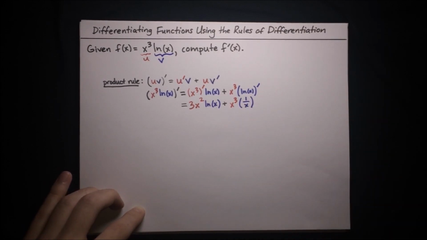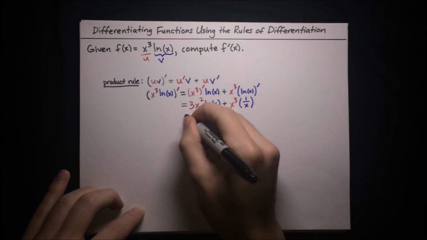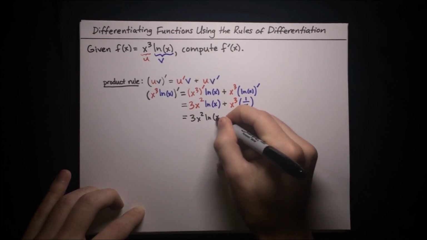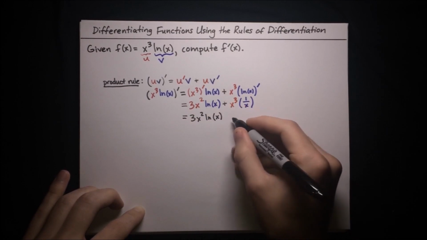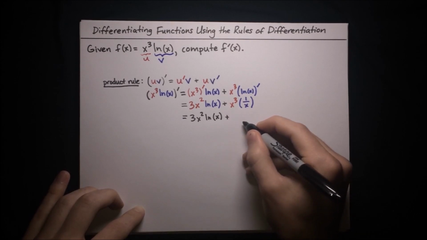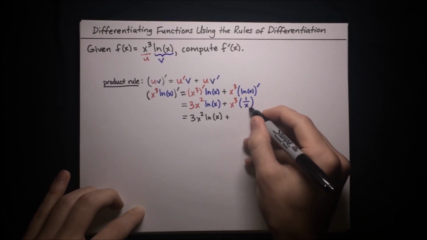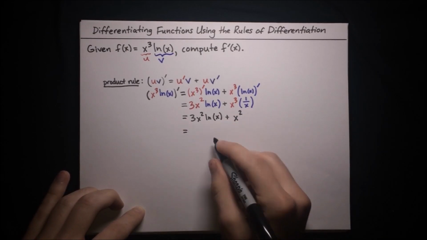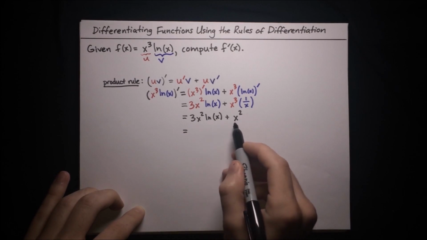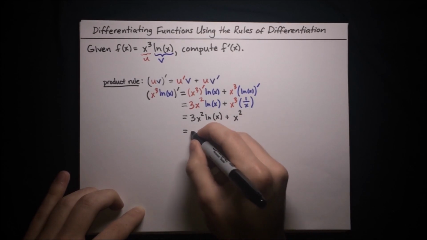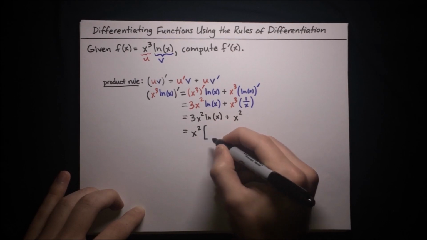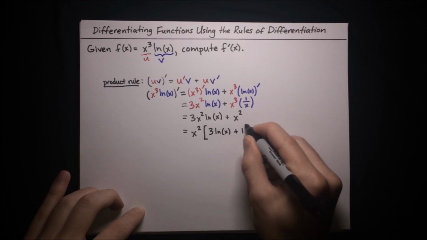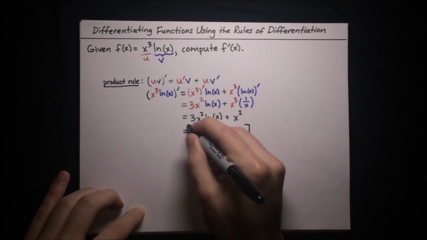And now it's just a matter of simplifying this expression here, so let's go ahead and do that. We've got 3x squared natural log of x. That can't be simplified anymore, but the second term here, x cubed times 1 over x, can be simplified. X cubed over x is just x squared. And just to clean things up a bit, let's factor out any common terms. We see that there's an x squared in both terms, so let's factor that out. So we have x squared times the quantity 3 natural log of x plus 1. So there we go. There is our derivative.